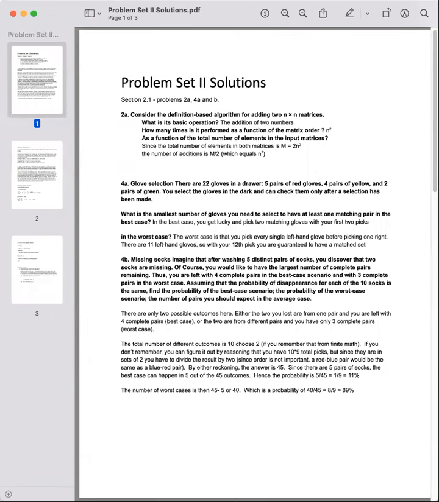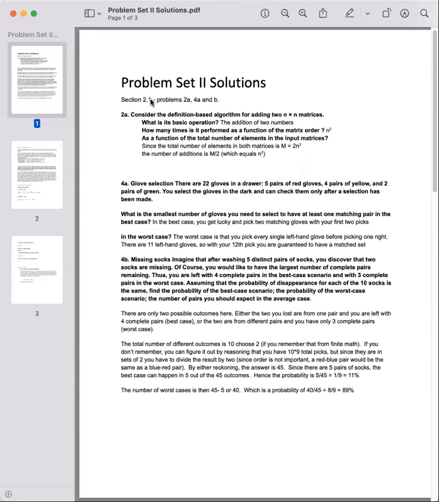Okay, in this video, I'm going to go through the problem set 2 solutions. I've posted this as a PDF, but this is going to go through with more of a verbal definition of these, okay? So the first one is in section 2.1, problem 2a.